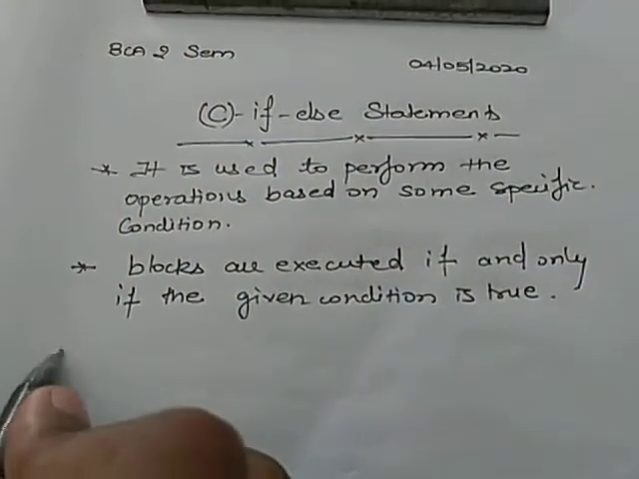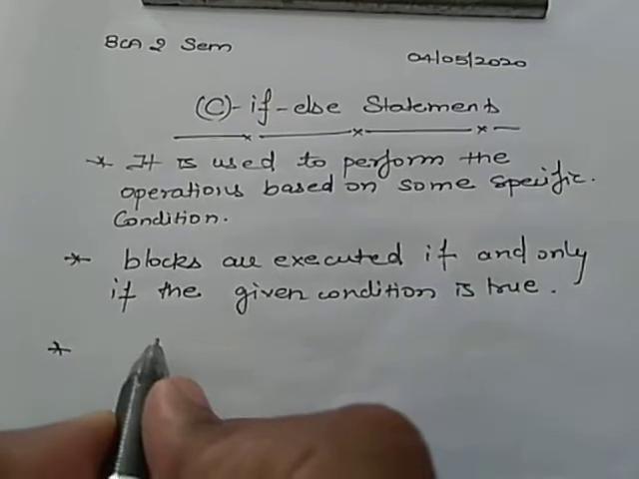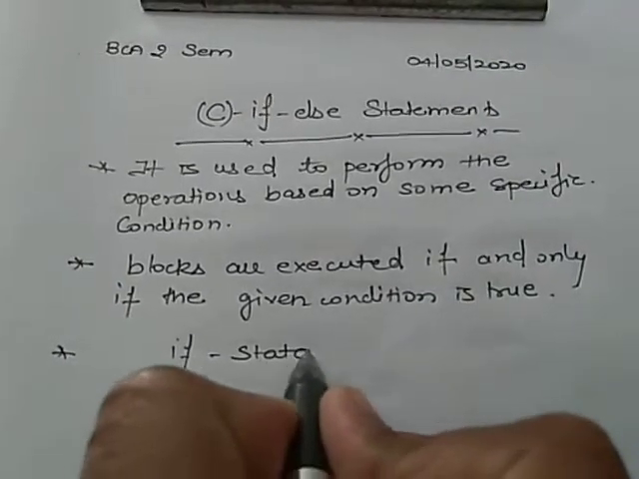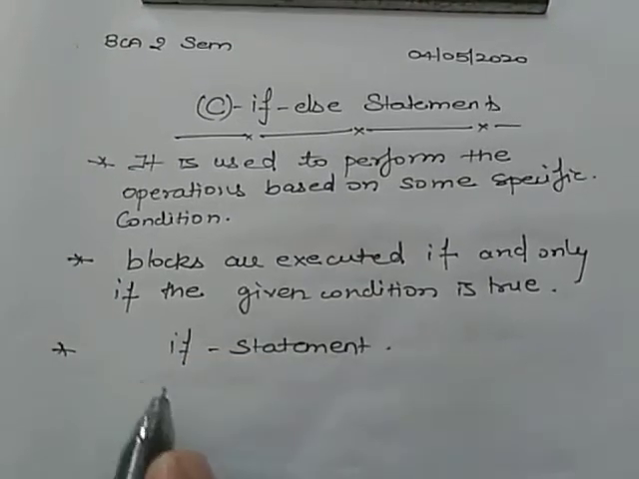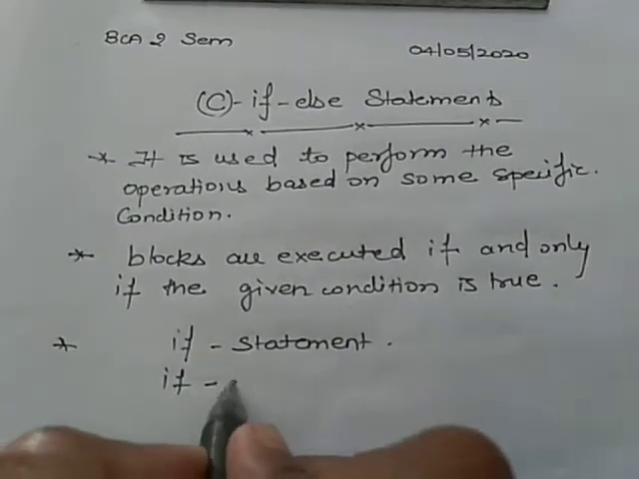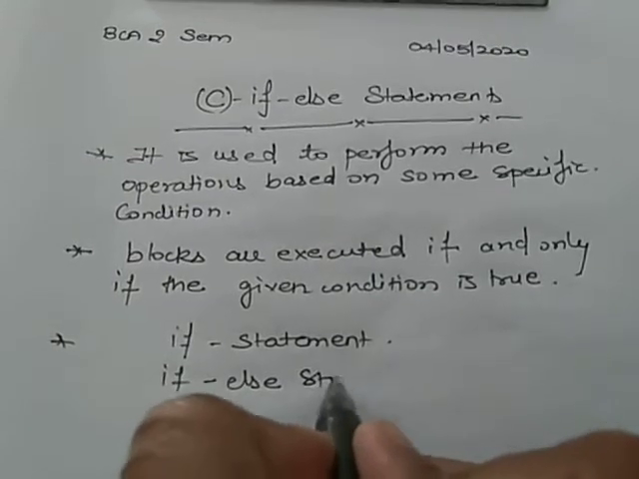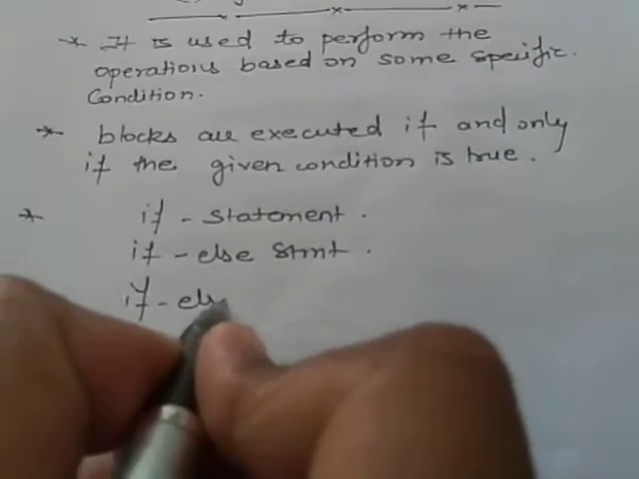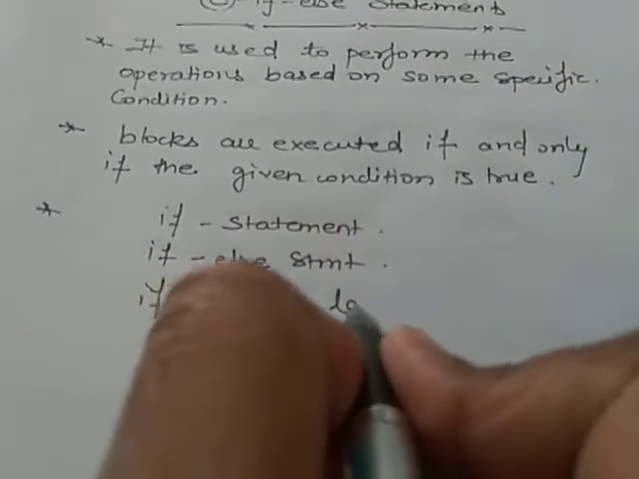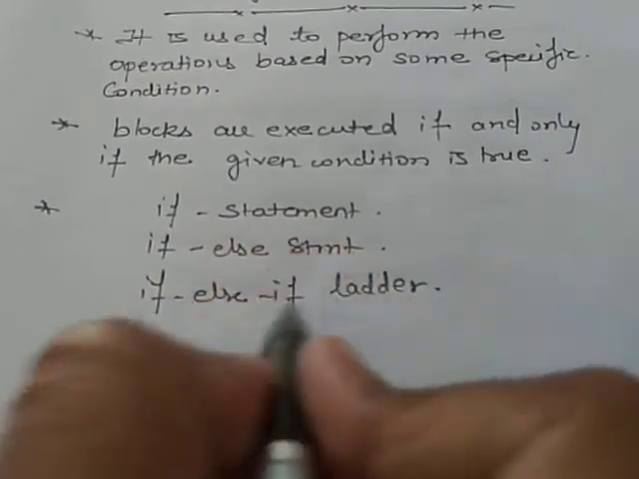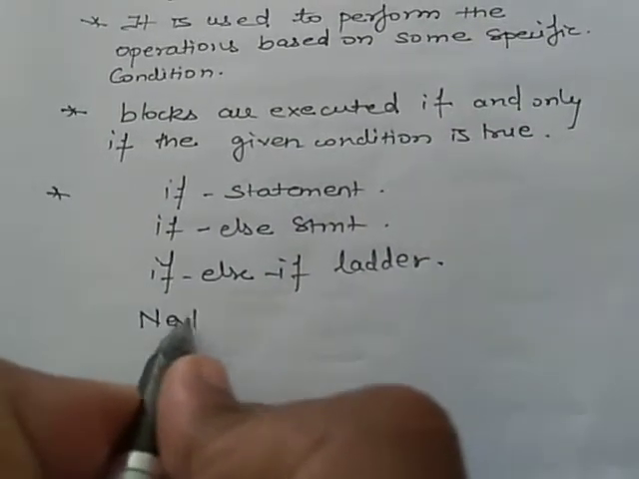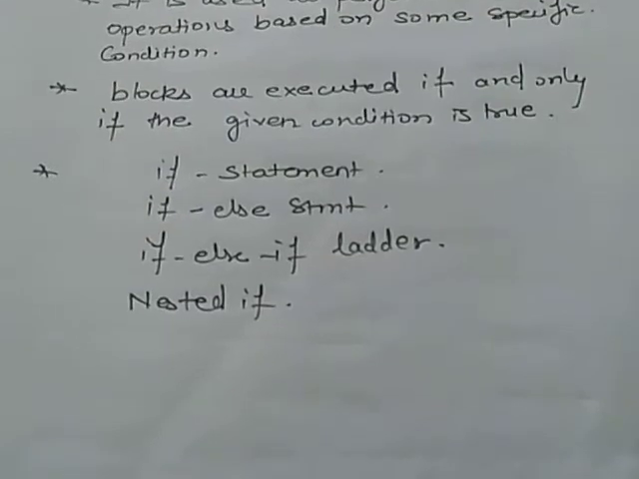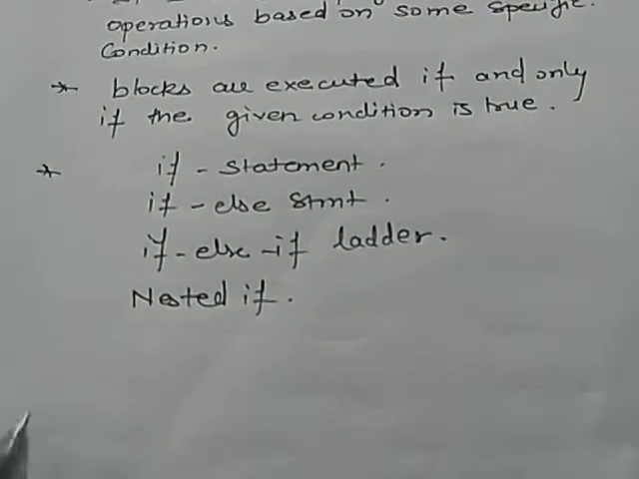Now we have the following types of if else statements. First is the if statement, second one is the if else statement, third is the if else if ladder, and fourth one is nested if. So we will describe each statement one by one.